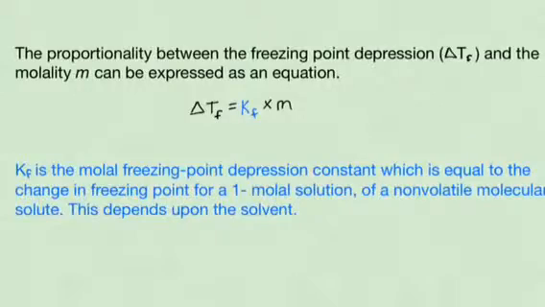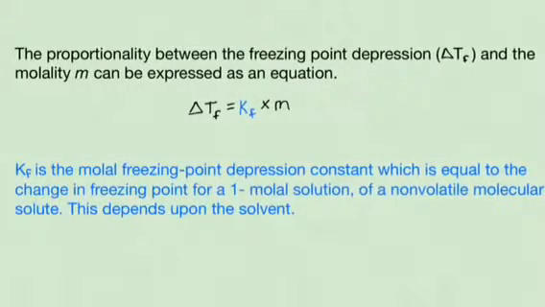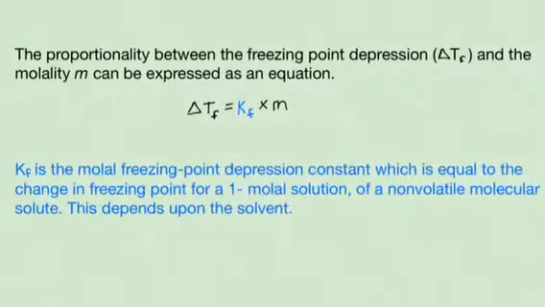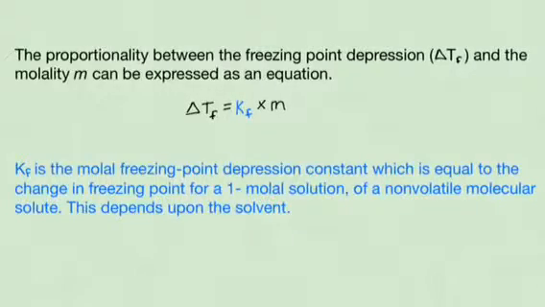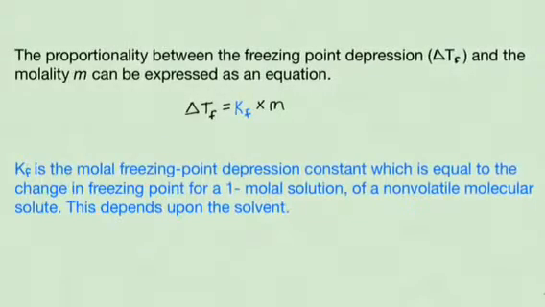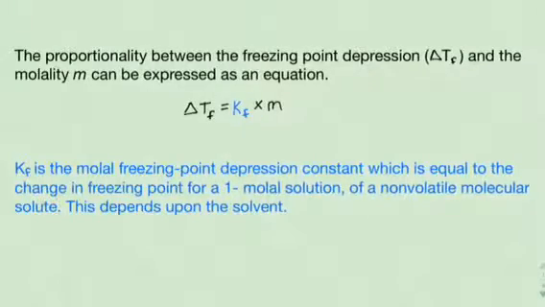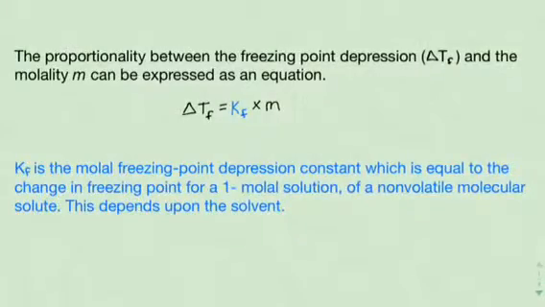Proportionality between the freezing point depression and the molality can be expressed as an equation: delta TF equals KF times m. KF is the molal freezing point depression constant, which is equal to the change in freezing point for a 1 molal solution of a non-volatile molecular solute. This depends upon the solvent.